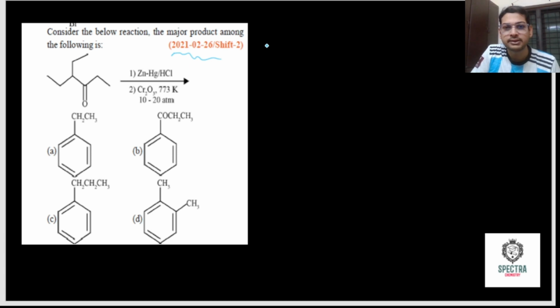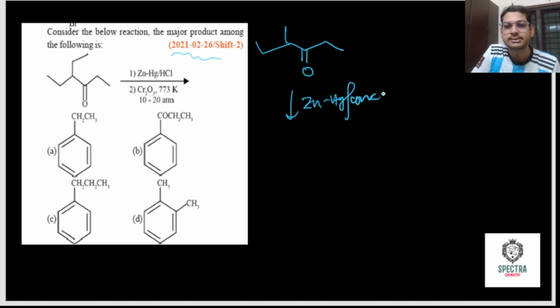The first thing given is a molecule like this, and in this reaction it is given Zn-Hg, concentrated HCl. Now, this reaction is very easy if you know what this reagent is. This reagent is very famous and it's a name reaction. This is called the Clemmensen reaction.